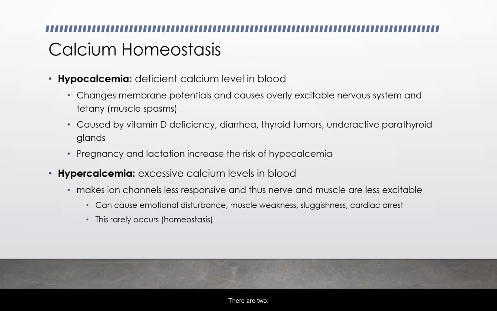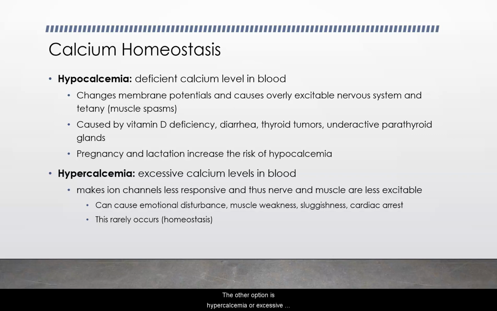Now, there are two basically diseases here that we can talk about. Hypocalcemia is when a patient has deficient calcium levels in blood. You'll see changes in membrane potential. What happens here is that membrane potentials get changed, and it causes overly excitable nervous systems, and also tetany, or basically muscle spasms. Very painful, horrible. This is caused by a lack of vitamin D, having diarrhea, thyroid tumors, or an underactive parathyroid gland. Pregnancy and lactation can also increase the risk of hypocalcemia, having deficient calcium levels in the blood.